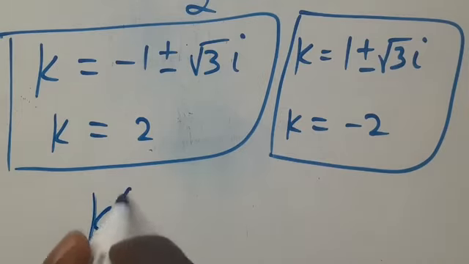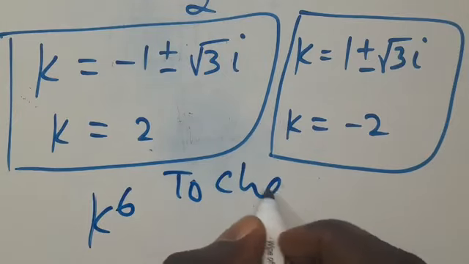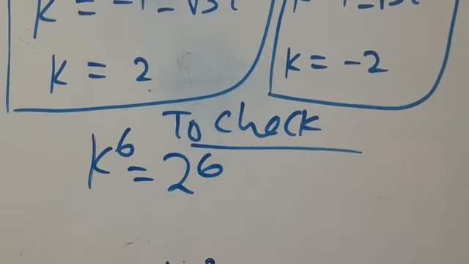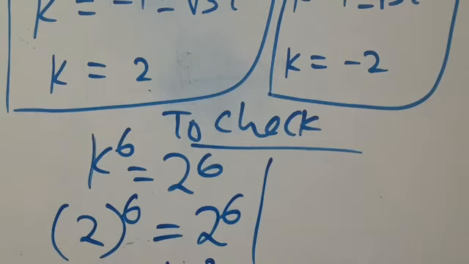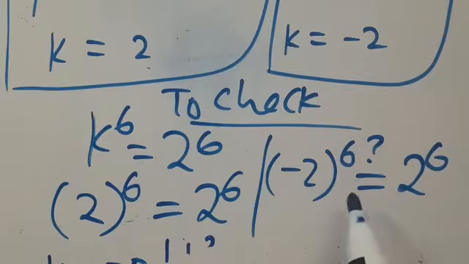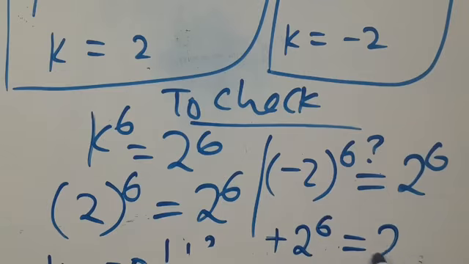So when you have k to the power of 6 to check, that equals 2 to the power of 6. Definitely, here k will be 2, from here to the power of 6 will be equals 2 to the power of 6. And likewise, when k equals minus 2 will be minus 2 all in bracket to the power of 6. Is it going to give us 2 to the power of 6? But remember that this power is even, and this will be positive, then 2 to the power of 6 will be equals 2 to the power of 6.